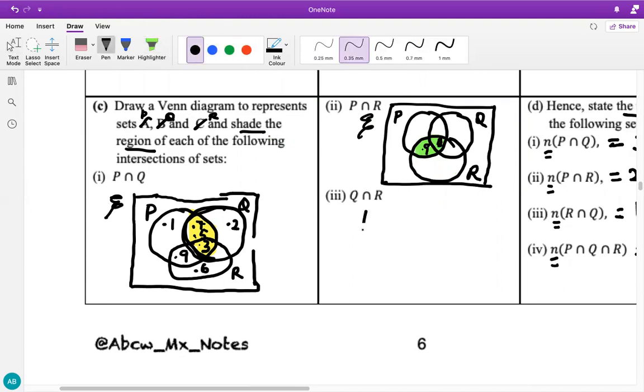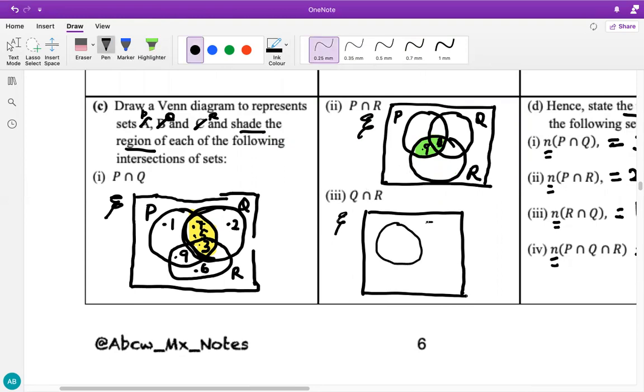So in Q intersect R, we need to draw another one. Okay, that is set E, so I need to use a smaller one. Okay, this is R, Q, and P. So this one you can fill in yourself. So this one, this is 9. This is 6. And then this one is 5 and 7.